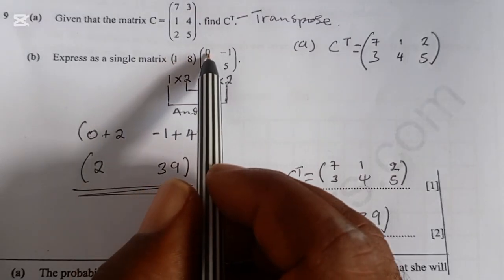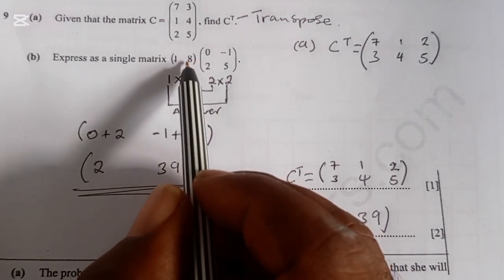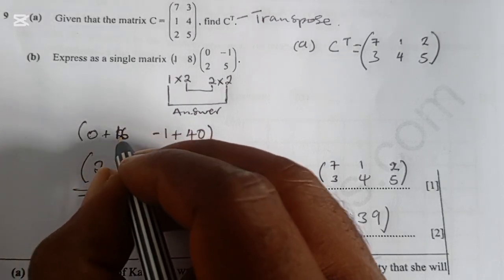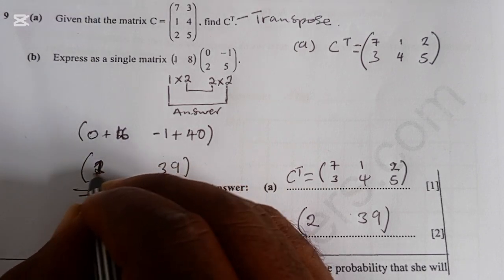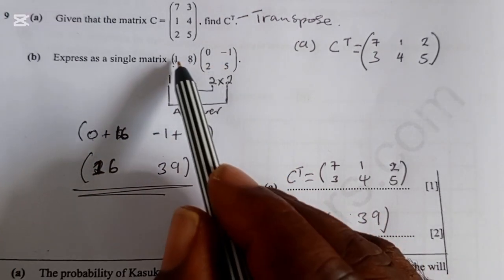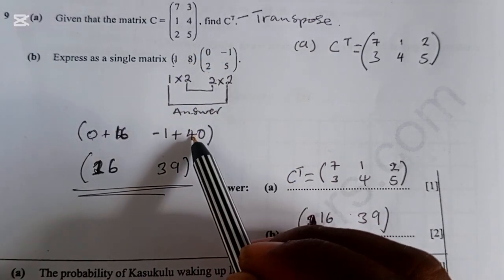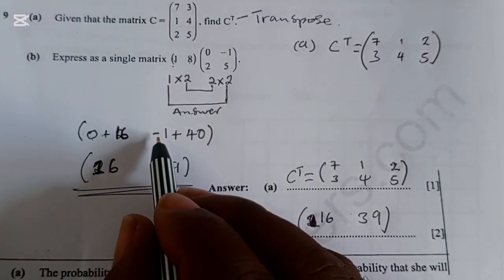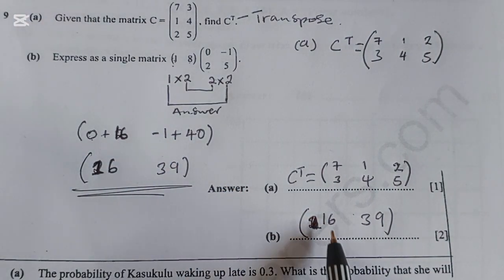So 1 times 0 is 0, plus 8 times 2, which is 16. So 0 plus 16 is 16. We go to this column. 1 times -1, that is -1. 8 times 5, that is 40. So -1 plus 40 is positive 39. So the answer is 16 and 39.